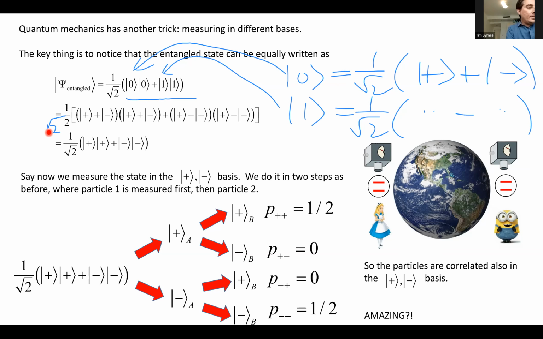Okay, and then when you look at the plus plus terms, there's two of them, so this one will be there at the end. But then if you look at the terms like plus minus, the plus and minus, this has a positive sign. This one has a negative sign, so they will cancel. So the final state that you get is like this.